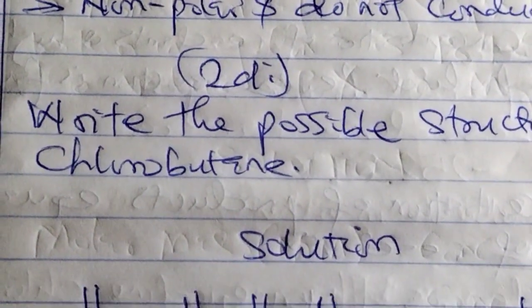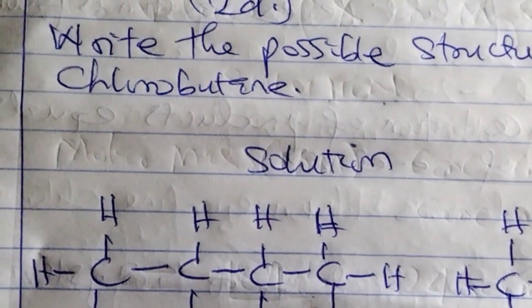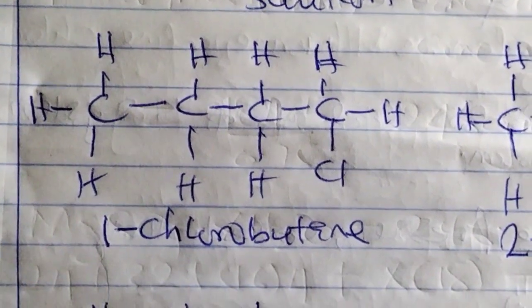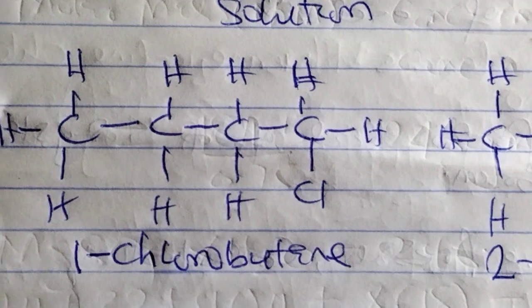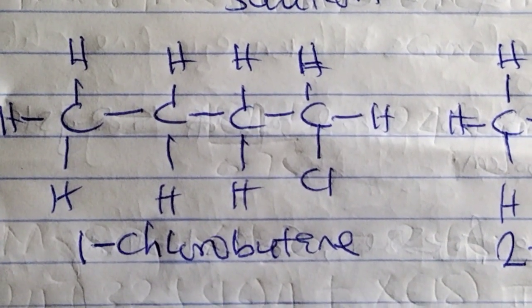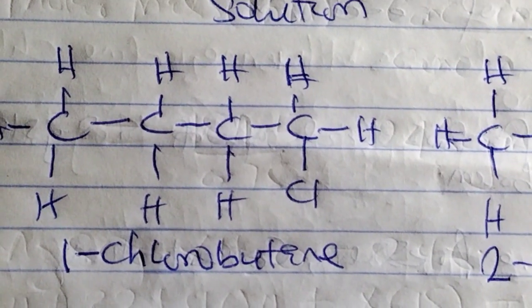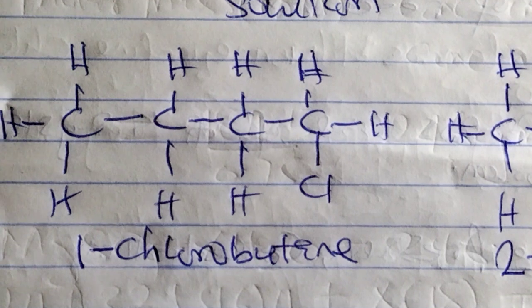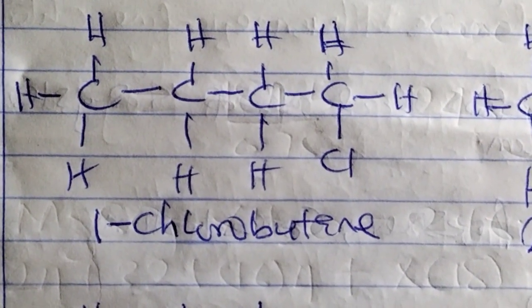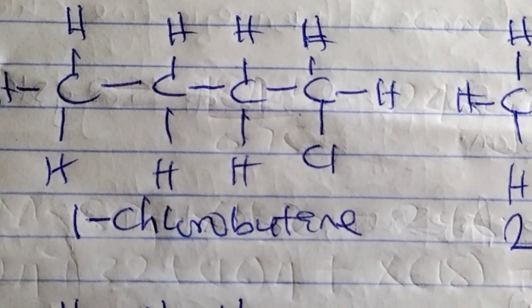Then 2DI says, write the possible structural isomers of chlorobutane. Solution, you draw them, and when you draw each one, you name it. Look at the first structure very well. So 4 carbon, single bonds, all through with hydrogen except the first carbon, the carbon on the right hand side that has one chlorine atom beneath it. So this is called 1-chlorobutane. Chloro and butane are joined together as one word.